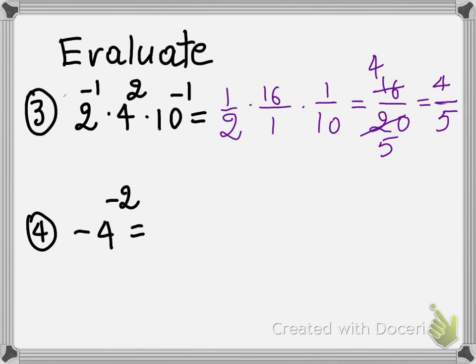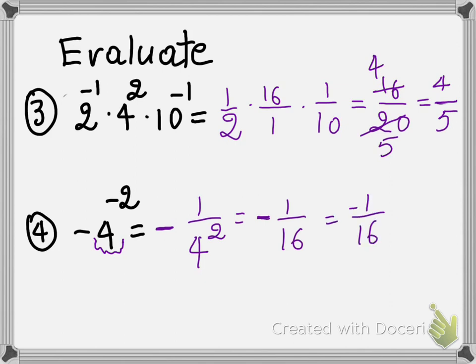The next example, we're going to notice that we have a negative in front of the power. So we're going to evaluate the power. So the negative is carried over. 4 to the negative 2 is 1 over 4 squared. So we have negative 1 over 16.